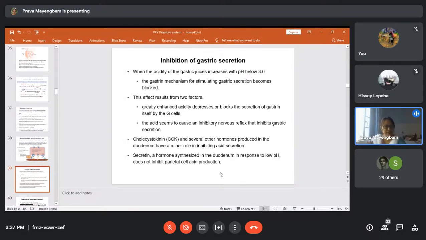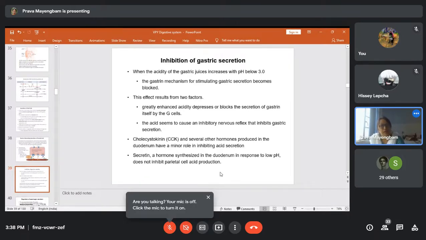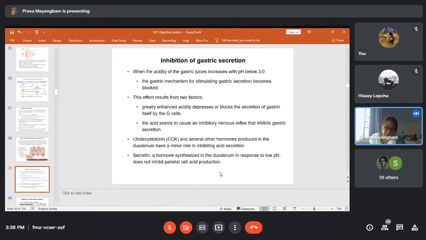Okay, so who are the inhibitory factors? One is the lowering of the pH itself, that may happen through the gastrin mechanism or through the nervous mechanism, the nerve reflex, and one is the cholecystokinin. Okay, and some other hormones which are produced in the duodenum. Okay, is it okay?